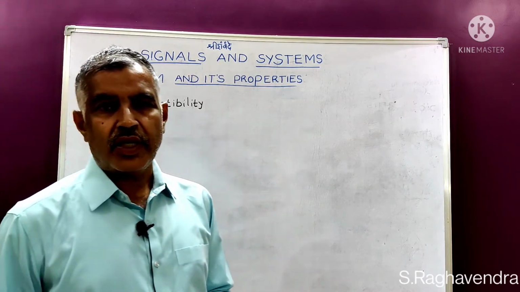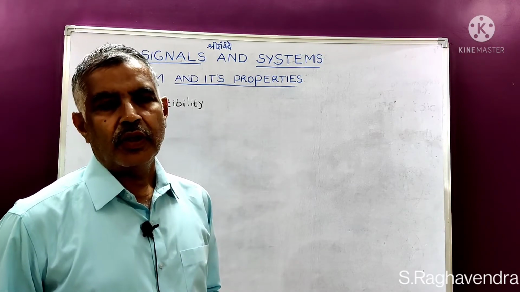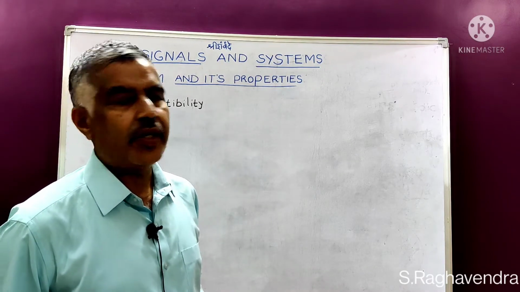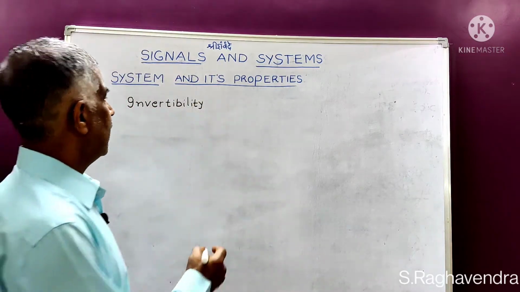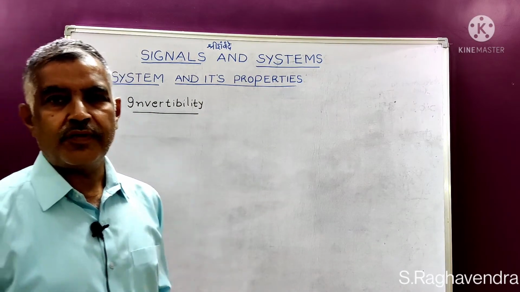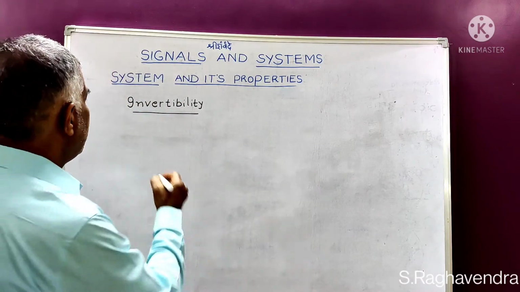Last class I explained the memory property and we did many problems. Now I will take up the next property, what is known as invertibility. First there are two definitions for invertibility. I will give both and I will explain each and every one.